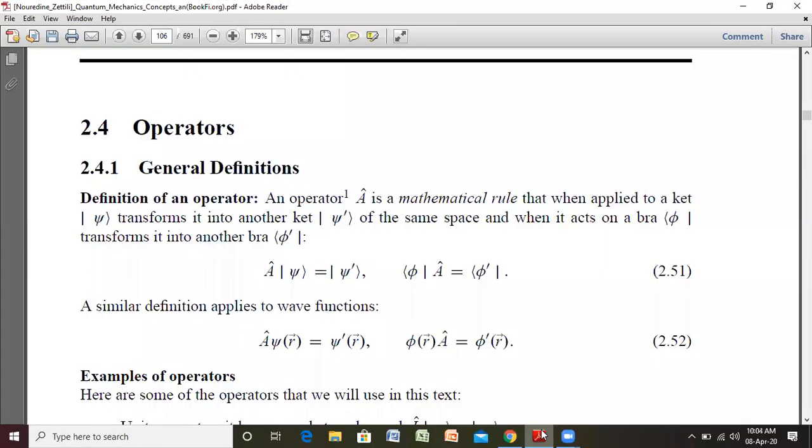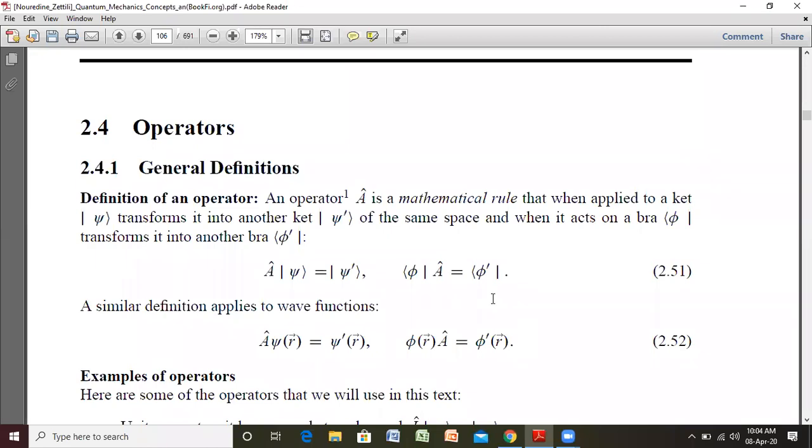we always talk about operators. For each dynamical variable, there is always an operator corresponding. So, in the previous lecture, I defined the different operators and their basics, and now I am going to tell you about these operators in more detail.